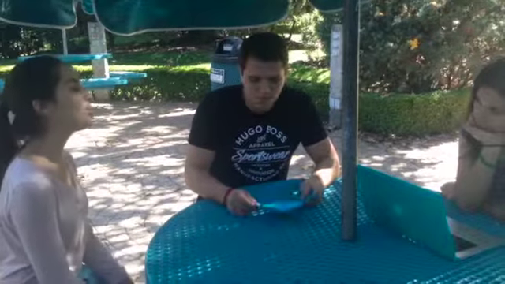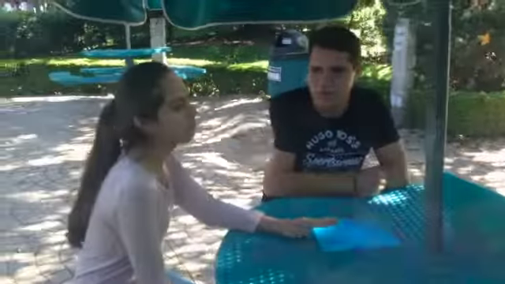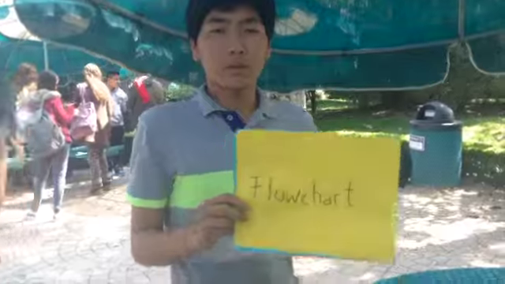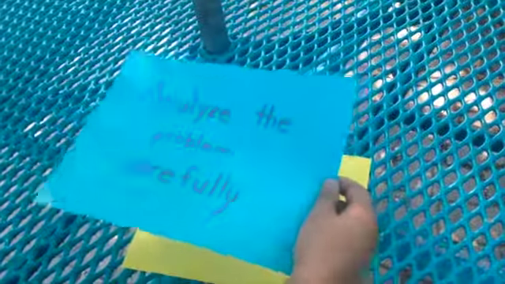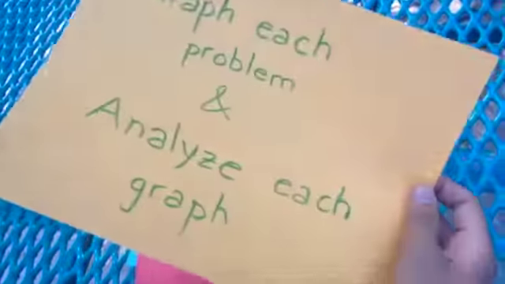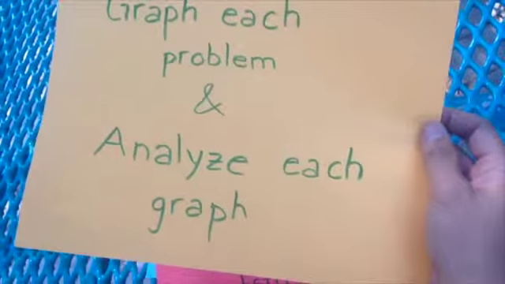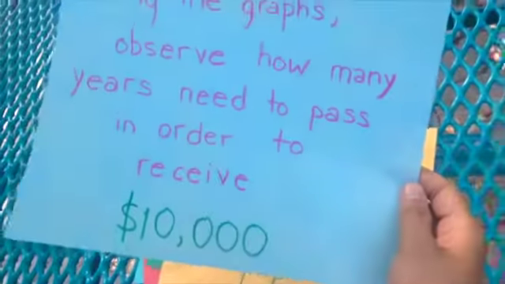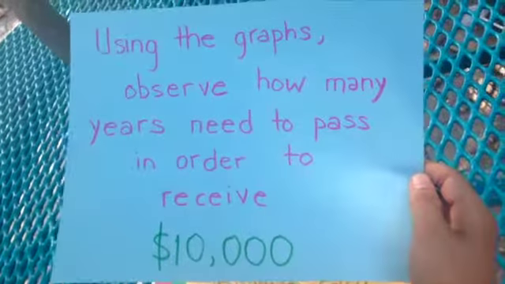Yeah, sure, I'll help you. Just let me think. I'm going to explain you the flowchart. First, you analyze the problem carefully. Then, solve each problem with the appropriate formula and substitute. The formulas are interest compound formula and continuous compound formula. Graph each problem and analyze each graph. Using the graphs, observe how many years need to pass in order to receive $10,000.